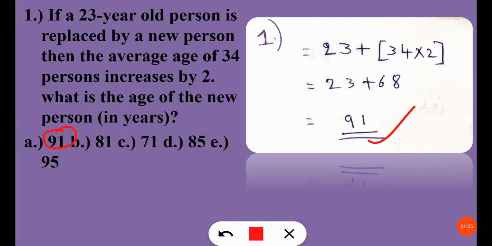new person. Let me repeat again. The new person should have an age more than 23. Only then does the average increase. That's why we have written 23 plus. Now how much did it increase? Greater than 23 means there are 34 people in the team and each and every person's age was increased by 2. That is the meaning of average. So that's why 34 into 2, 23 plus 68 equals 91. This is the new age.